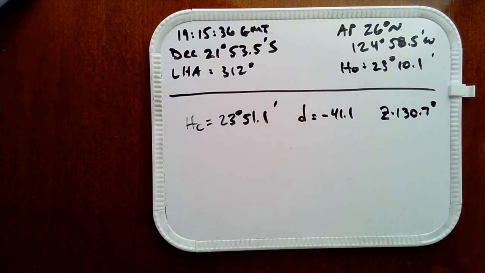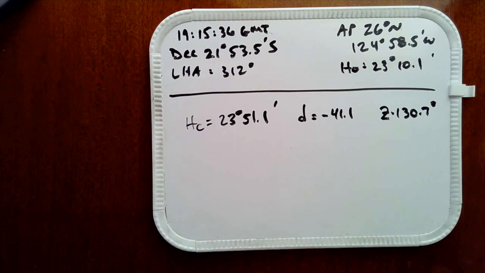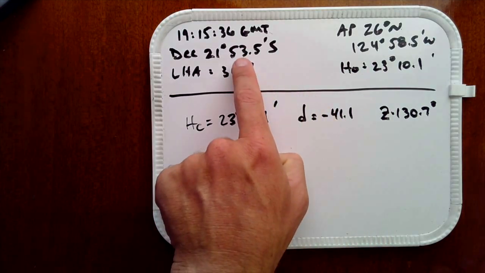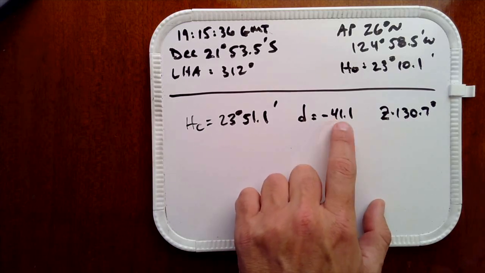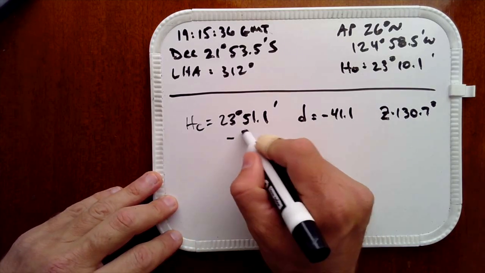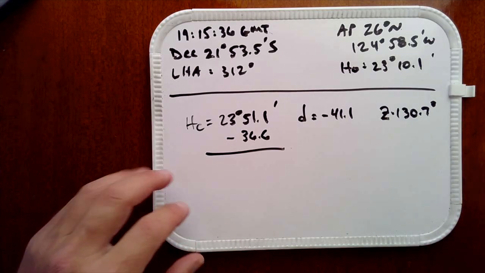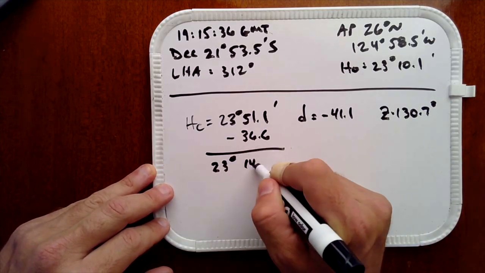So we're going to correct the HC for declination increment first. If we take 41.1 times the increment for declination, all divided by 60, that gets us our correction. So we'll note that it's negative. So negative 41.1 times 53.5 divided by 60 is a correction of negative 36.6. So we can make that correction right now, and our HC comes out to be 23 degrees, 14.5.